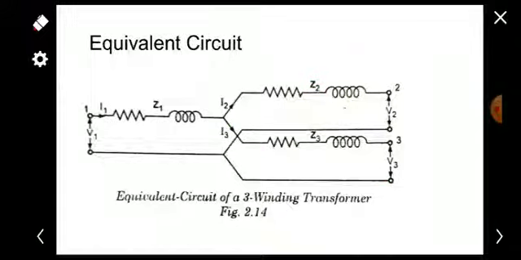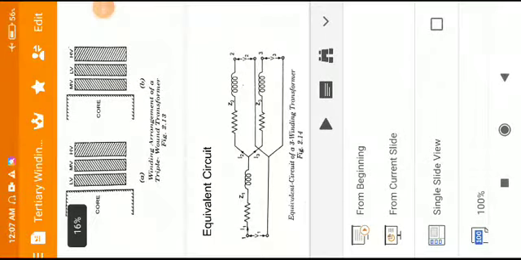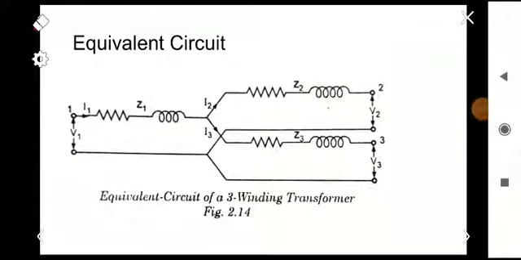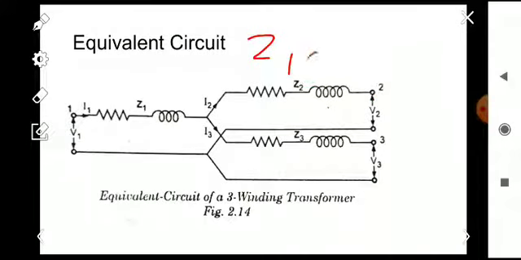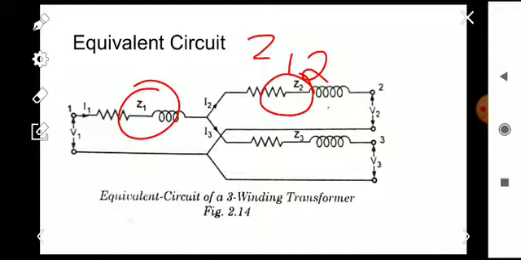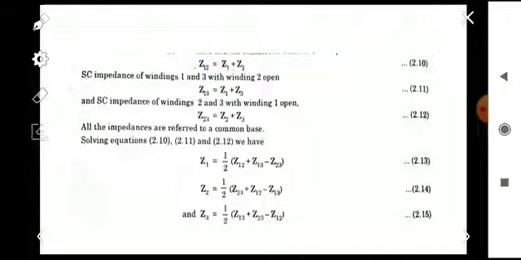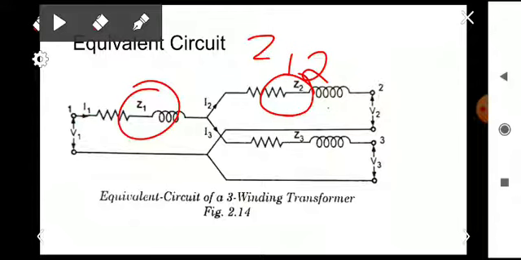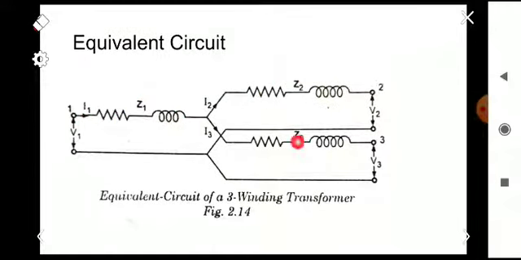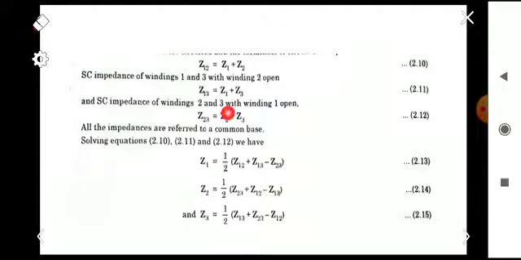Here we can say that the effective impedance between point 1 and 2, we can call Z12. Z12 will be the sum of Z1 and Z2. That is written here: Z12 is equal to Z1 plus Z2. The short circuit impedance of windings 1 and 3 will be Z1 plus Z3. And the impedance between 2 and 3 will be Z2 plus Z3. These are written here.